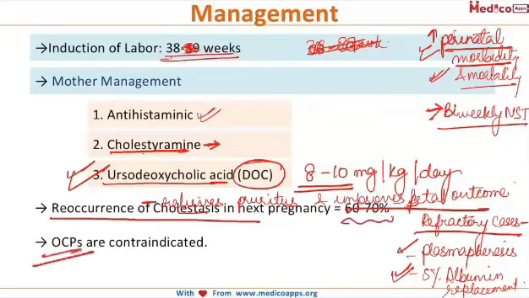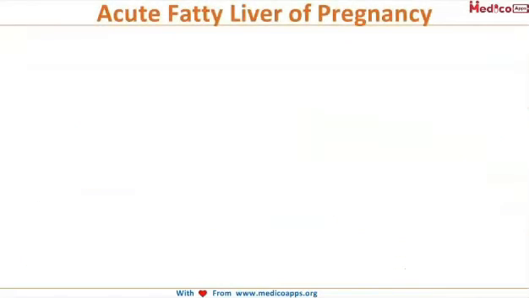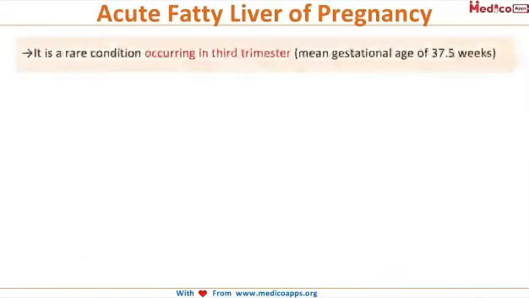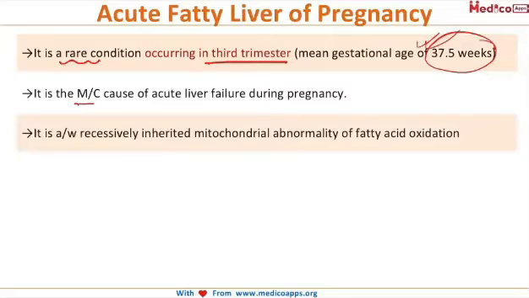And in patients who have a history of cholestasis of pregnancy, oral contraceptive pills should be avoided as a contraceptive measure. Now, coming to another medical disorder which is specific of pregnancy, and that is acute fatty liver of pregnancy, also called acute yellow atrophy. Now, this is a rare condition, not very commonly seen, occurring in the third trimester, and the mean gestational age of occurrence is 37.5 weeks. And acute fatty liver of pregnancy is the most common cause of acute liver failure seen in pregnancy.